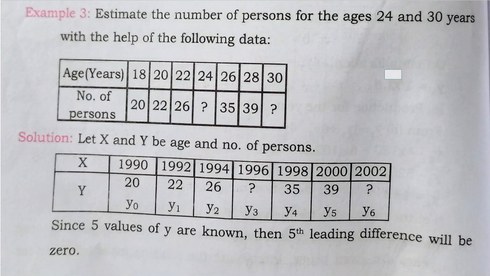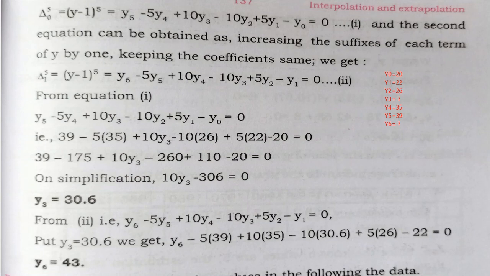Okay, y0 is equal to 20, y1 is equal to 22, y2 is equal to 26, and y3 is equal to, we have to identify the value, and y4 is equal to 35, and y5 is equal to 39, and y6 is equal to, we have to identify the value.